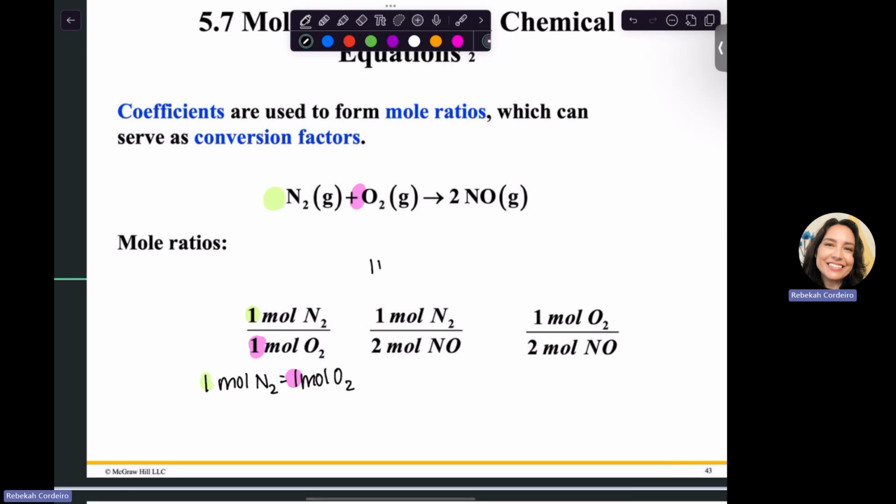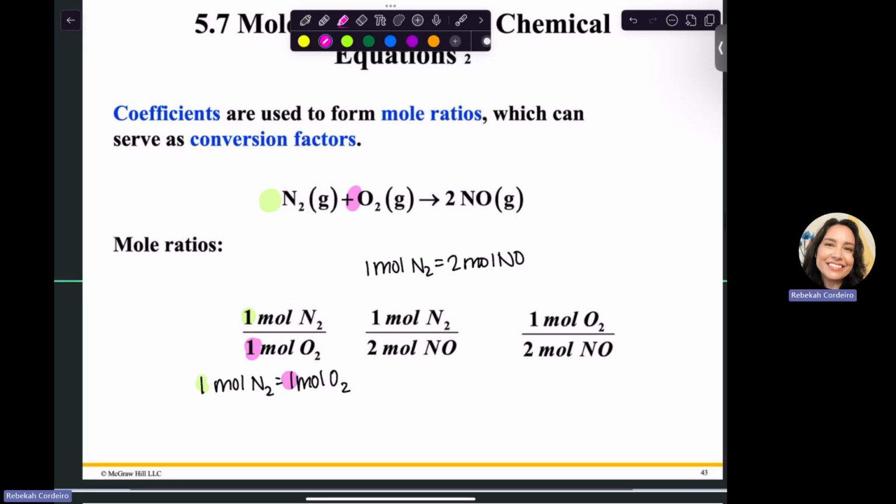We can also say for every mole of N2, there are 2 moles of NO produced. And so this relationship would be the 1 mole N2 from the coefficient of 1 that's there or not there, and then 2 moles of NO. Or we could say 1 mole of O2 is equal to 2 moles of NO. And you could do literally any combination of these to get this mole ratio.